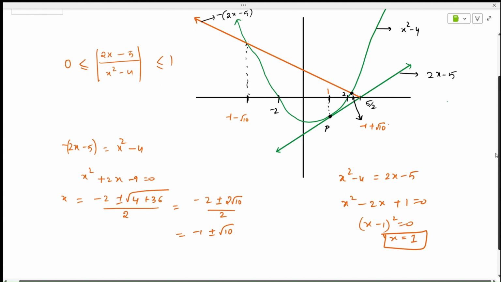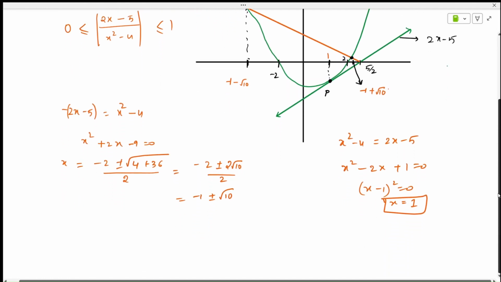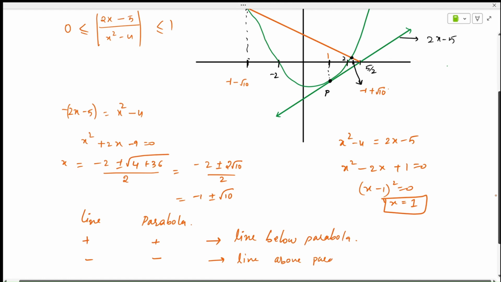Now let us take domains. We'll divide this into 4 categories: line and parabola. If line is positive and parabola is also positive, then there is no need to worry. We just have to look that the line should be below the parabola. And if both are negative, then the parabola should be below the line, or line above parabola.